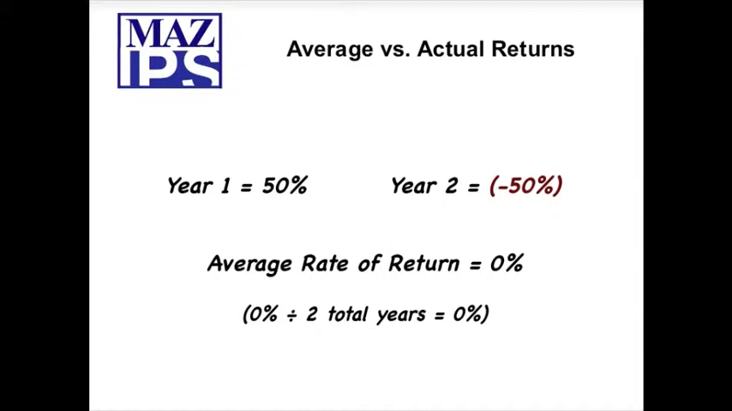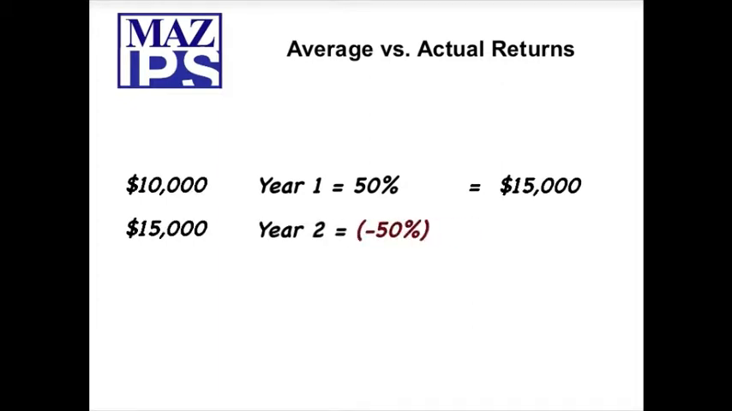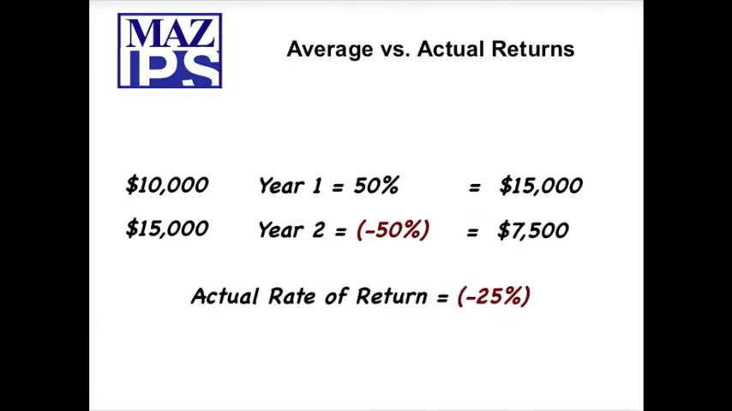Let's dive a little deeper and use some additional numbers. We are still going to use a 50% rate of return for the first year and a negative 50% rate of return for the second year, but we are now going to start with an initial principal of $10,000. In the first year, you get a 50% rate of return, or $5,000. This gives you a total of $15,000. On the second year, you lose 50%, or half your principal. You now have $7,500 remaining, and you have an actual rate of return of negative 25%, for those 2 years.